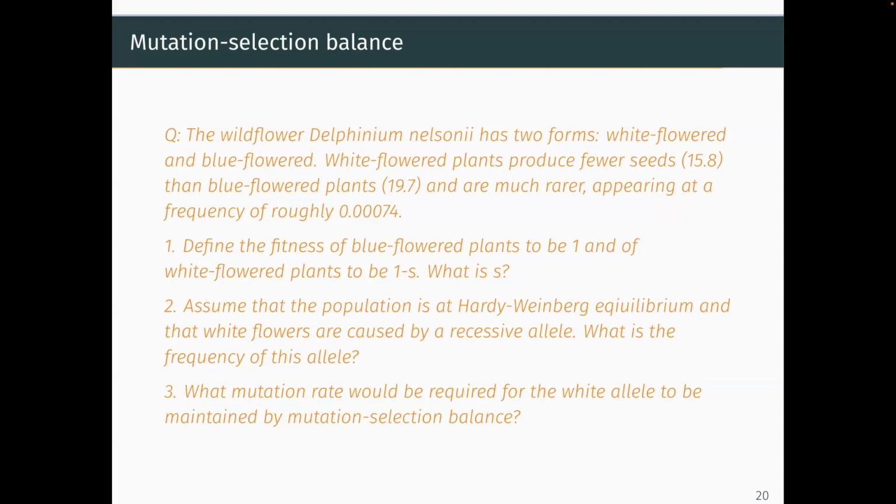Secondly, assume our population is at Hardy-Weinberg equilibrium and that white flowers are caused by a recessive allele. What is the frequency of that allele? And then finally, what mutation rate would be required for the white allele to be maintained at mutation selection balance? Have a go at working through those.